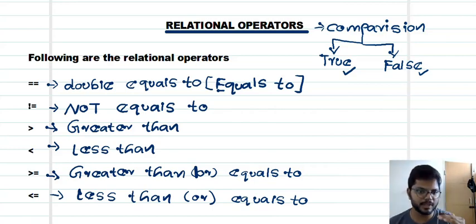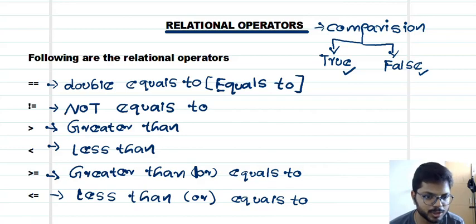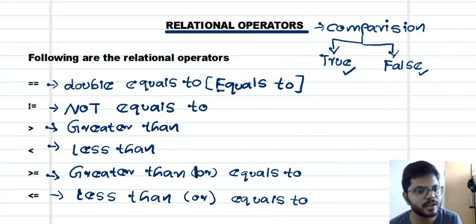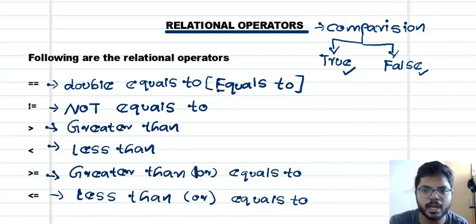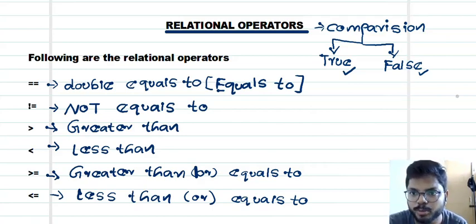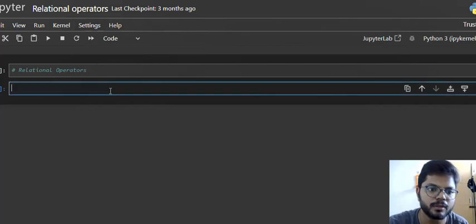Hopefully you know everything by now. So the first one is equals to, not equals to, greater than, less than, greater than or equals to, less than or equals to. Now we will apply it in Jupyter notebook and see how the outputs actually come instead of just visualizing it. Okay, now we will start.